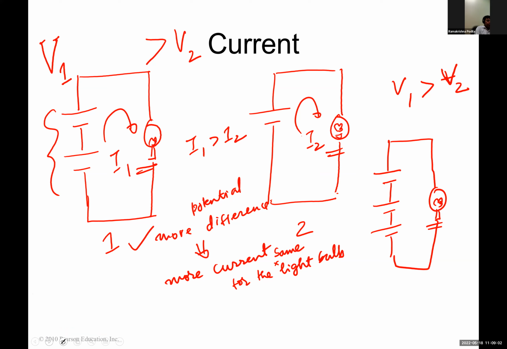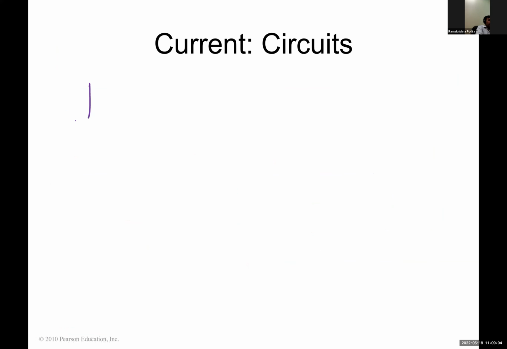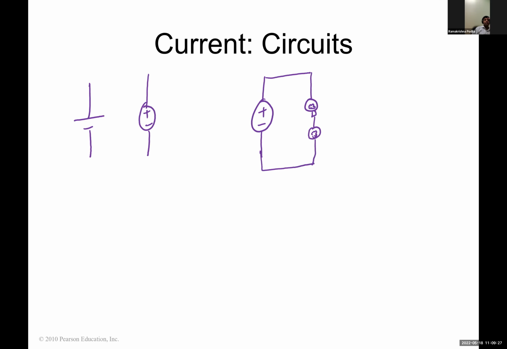Okay, so now let me ask you another question. Now I have only one battery. Again, recall this battery I can represent like this, or I can also represent it like this. Both are the same. So let's do this representation. This is a battery, same battery as the previous one. But now here, instead of one light bulb, I connect two light bulbs. What do you think will happen to the current? Will it increase or decrease?